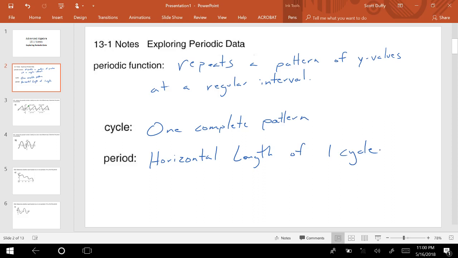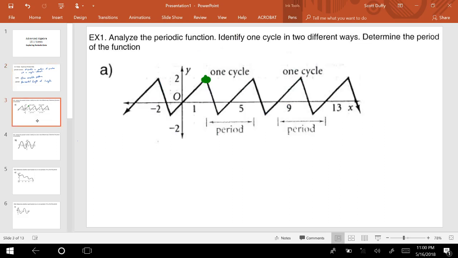Now I'm going to show you what that means. Right here, this is a periodic function. It keeps on repeating the y values as you move left to right. It keeps on going up, then down, up, down, up, down, through the same y values.